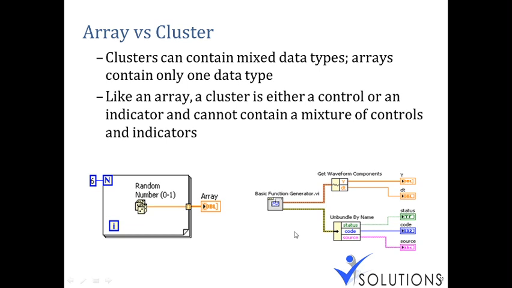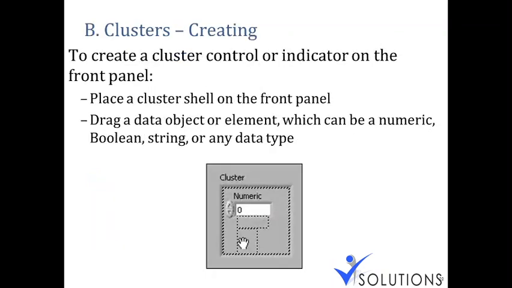Depending on the first object you drop inside an array, as I showed you, it will be configured as a control or indicator of that particular data type, right? Same with your cluster. Depending upon the first object you drag and drop into your cluster, it converts itself to that particular object, control or indicator. I'm going to show you how to create it anyway.